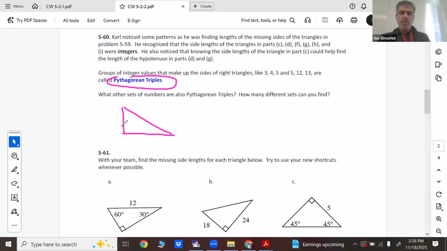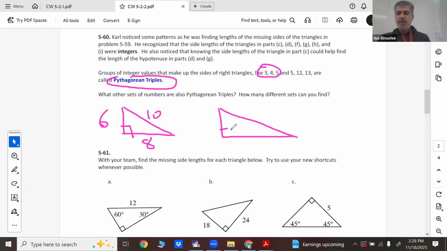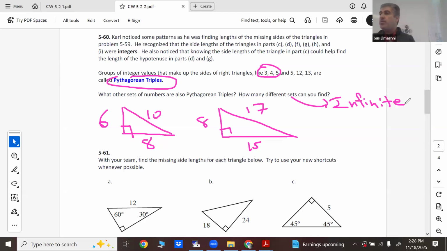So, for example, this is one we can say: 6, 8, and 10, because you just double the sides of 3, 4, 5. Another one that's not too common, but you can see sometimes, is 8, 15, and 17. I could do more, but how many different sets can you find? It's obviously infinite. There are infinite possibilities. You can do that because you're doing proportions. There's a whole bunch of options here. Okay.